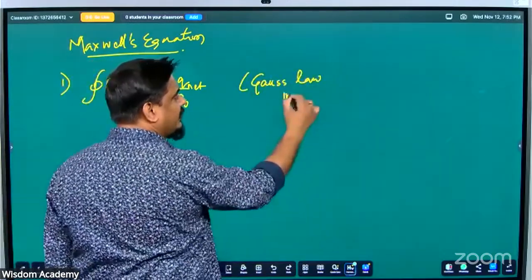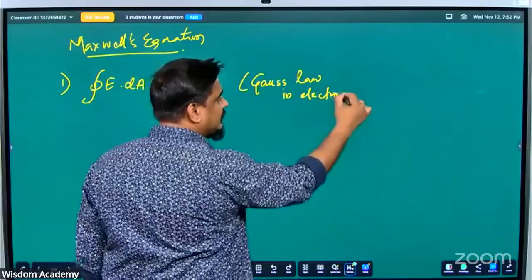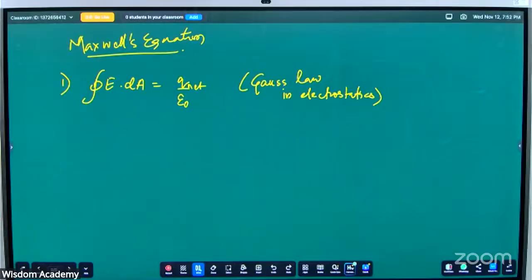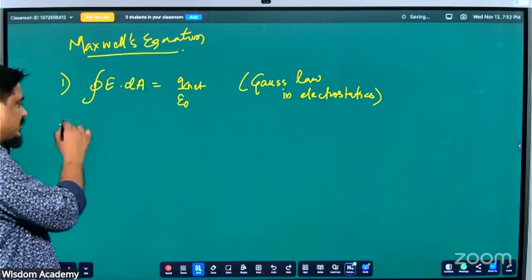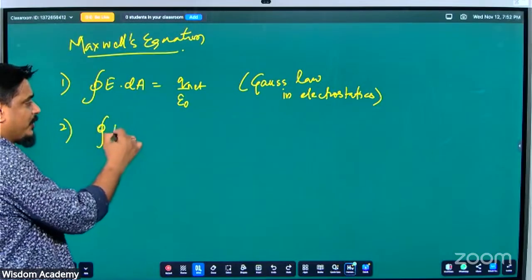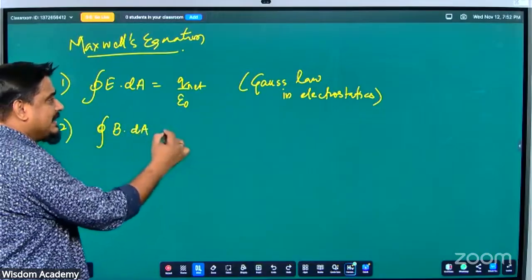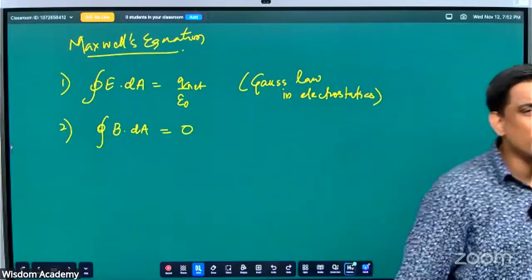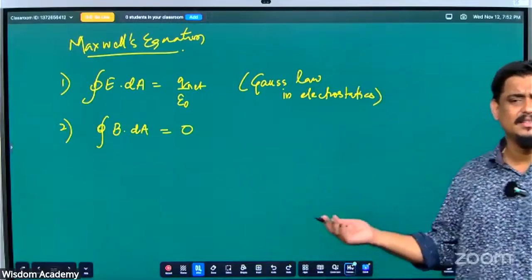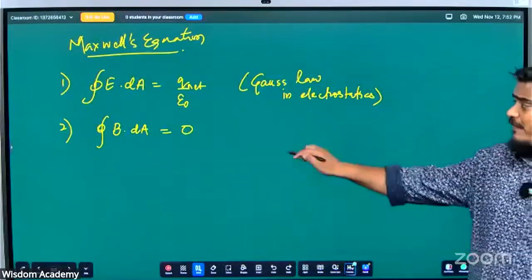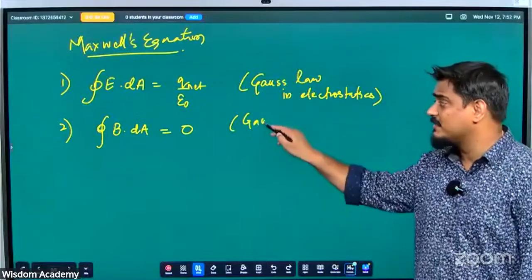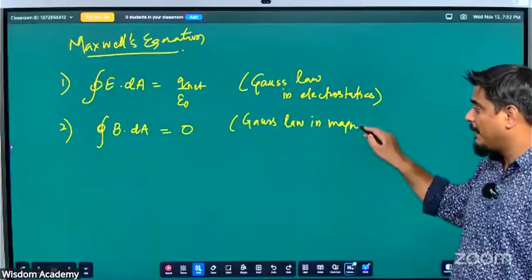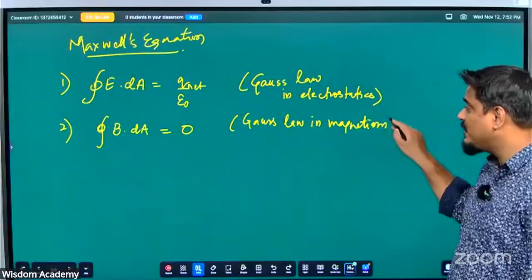Gauss law in electrostatics. The second equation that he told was Gauss law in magnetism, which you may not have heard much. It is integral of B dot dA is equal to 0. Very important. Now, what is the meaning of that? Nowhere we learned this topic in the previous chapters. But what is the meaning of that? This is called as Gauss law in magnetism.